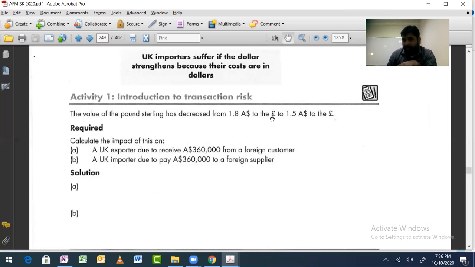See, 1 pound is equal to 1.8 Australian dollar, and now 1 pound is equal to 1.5. So the pound is decreasing in value, right? The pound is getting devalued. The Australian dollar is getting stronger. Do some yoga on that and tell me once you are done.